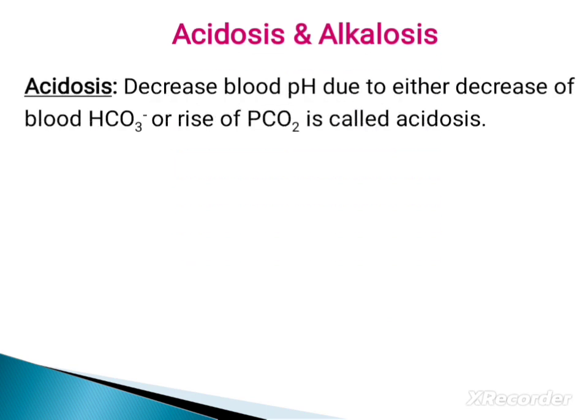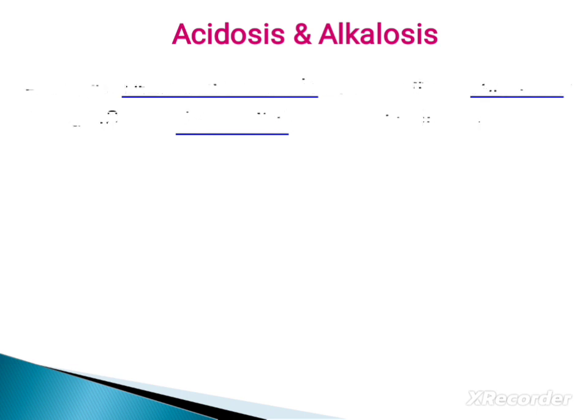So now we can define acidosis and alkalosis. For defining acidosis, the common formula is decreased blood pH due to either a decrease of blood bicarbonate. If the serum bicarbonate level is decreased, it means metabolic acidosis, or a rise of partial pressure of carbon dioxide. If there is a rise of partial pressure of carbon dioxide, it is respiratory acidosis.